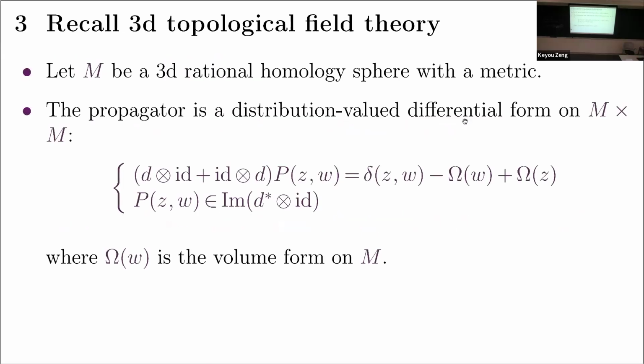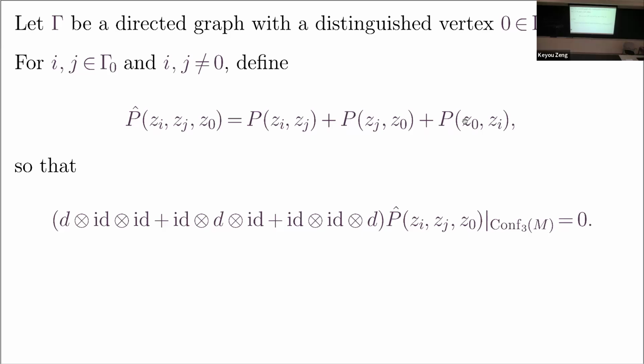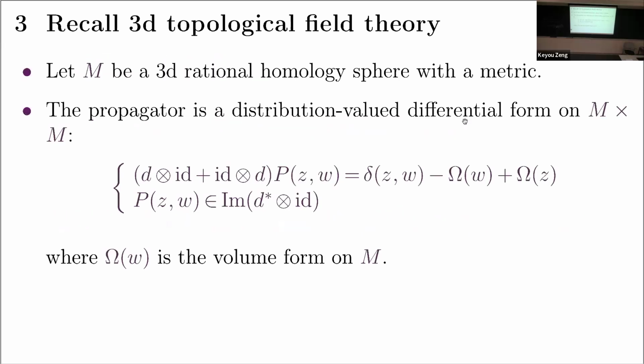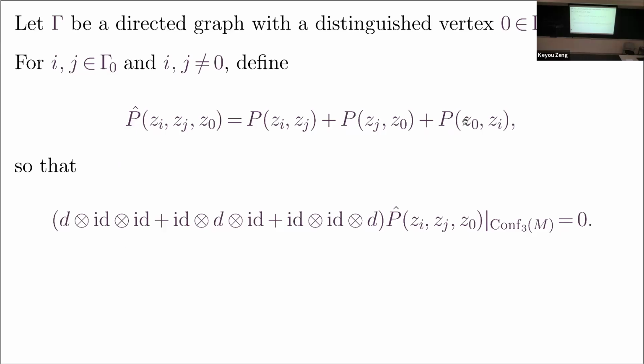Why is this true? Because if we apply this operator to p hat, on the right hand side we should have some delta function and some factor which looks like this, and these factors will cancel each other. So we only have the factor of the delta function. But if we restrict this differential form to the configuration space of 3 points, we can get a closed form. So this indicates that we may define some invariants, topological invariants.